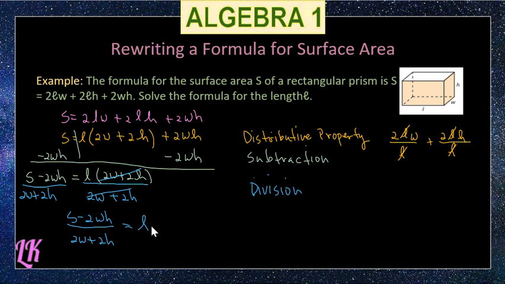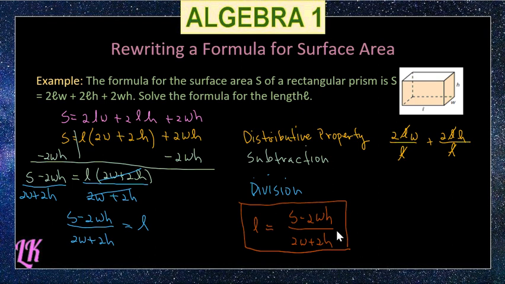When we are writing a formula, we usually write the variable that we are solving for on the left side of the equation. So the final equation is now L equals S minus 2WH all over 2W plus 2H. So this is the formula that we want for this given example.